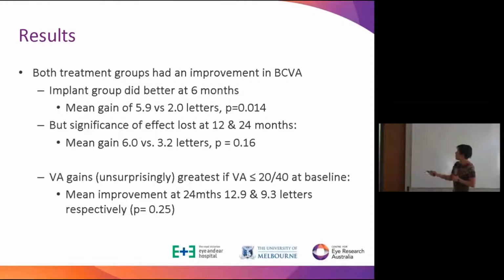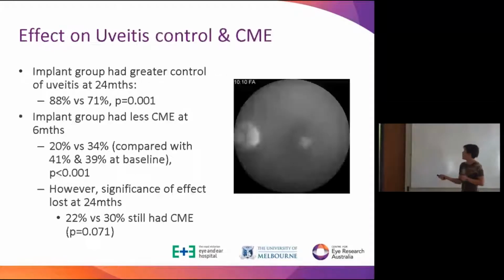Now, all the groups, systemic immunosuppression versus the Retisert implants, had an improvement in vision. They all improved. The implant group did initially do better in the first 6 months, but by 12 and 24 months, that initial advantage was lost. So they were very similar by 2 years. This was largely due to cystoid macular edema, where the implant group had less CME at 6 months. But again, significance was lost by 2 years.